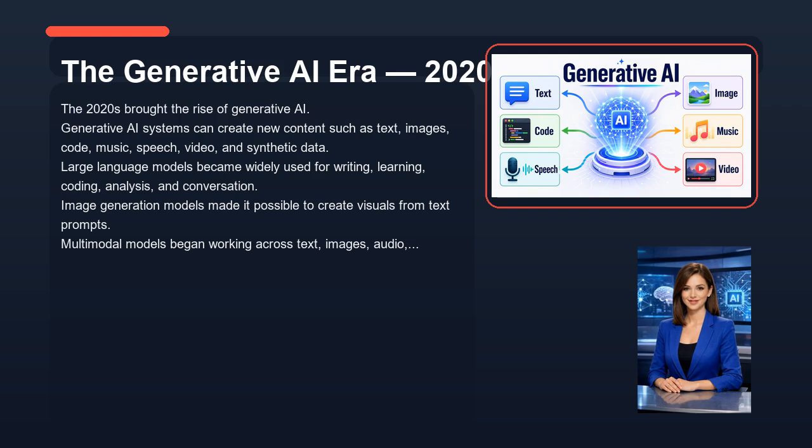Image generation models made it possible to create visuals from text prompts. Multimodal models began working across text, images, audio, video, and documents. This era made AI visible to everyday users, not only researchers and engineers.